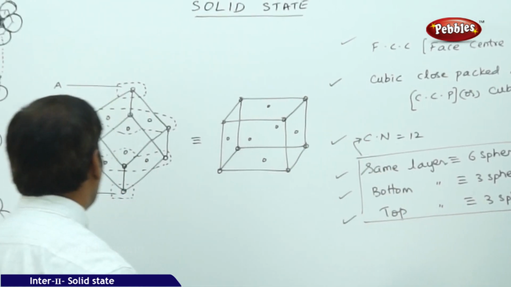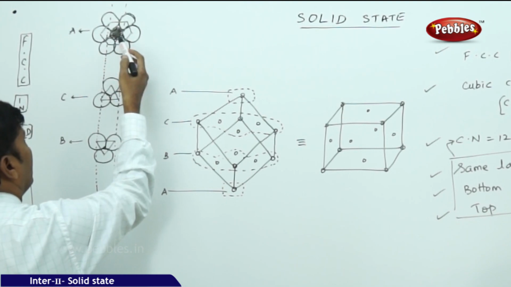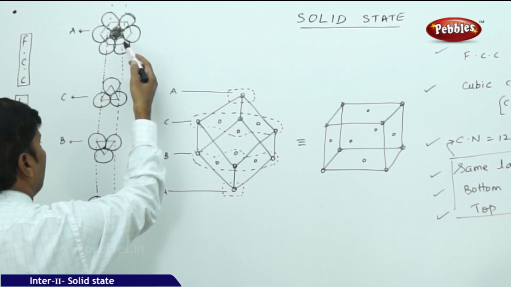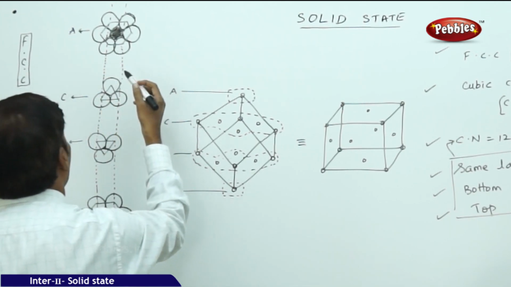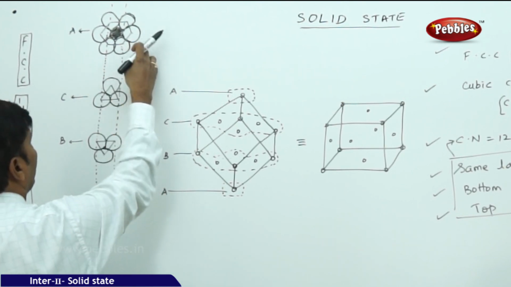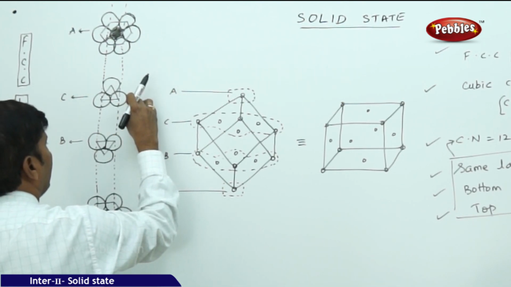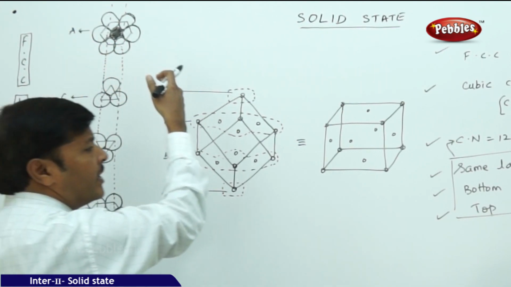How can we justify this? You take any reference layer. Suppose I am taking here the fourth layer, or you can take the first layer or any layer. If you take the fourth layer, this A is the fourth, then third, second, first. So if you go for the fourth layer, the C layer is going to become the bottom layer, and the next layer again is a repetitive layer.